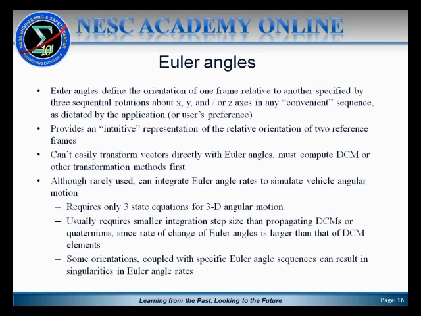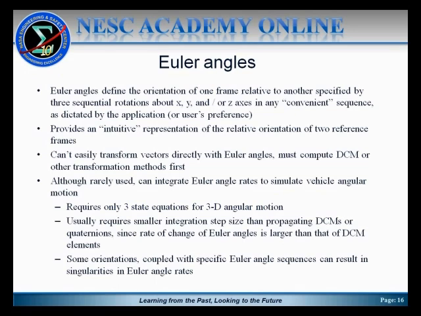The benefit is that such a process only requires 3 states to be integrated. That is the 3 Euler angle rates. Going back to our yaw, pitch, roll sequence described earlier, you can write an equation for phi dot, theta dot, psi dot, integrate those, and you get phi, theta, psi, so it only takes 3 integrations to keep track of the state changes.